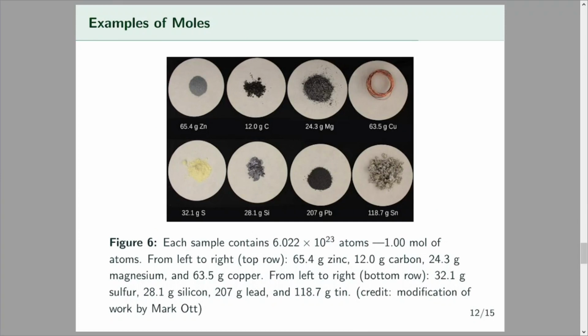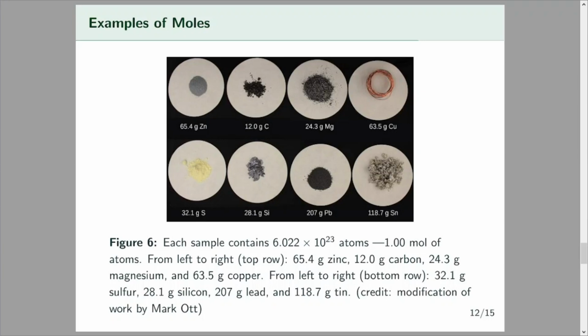So here's some examples of moles. You can look across here and say, this is 65.4 grams of zinc, 12 grams of carbon, 24.3 grams of magnesium, 63.5 grams of copper, and so on down the line, right? So each one of these is a mole.